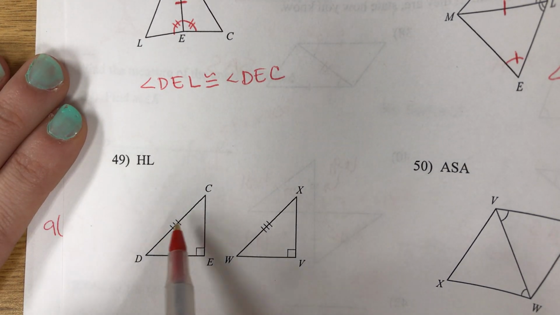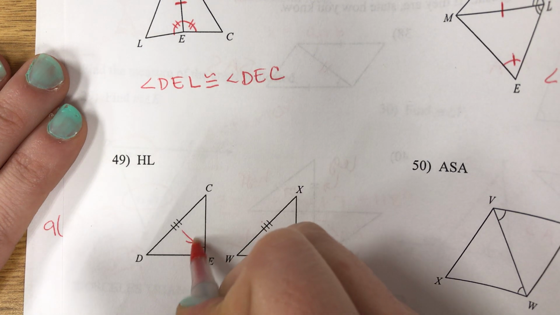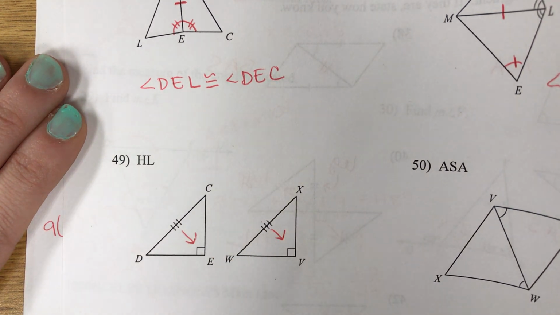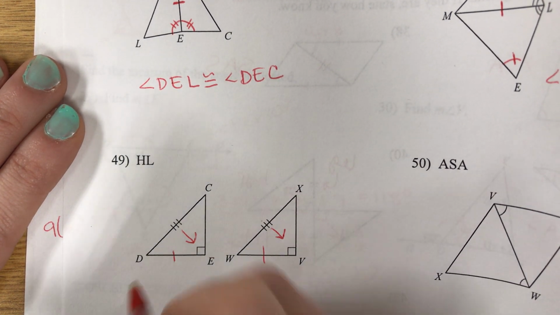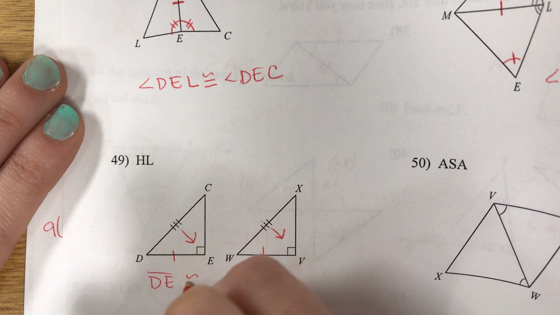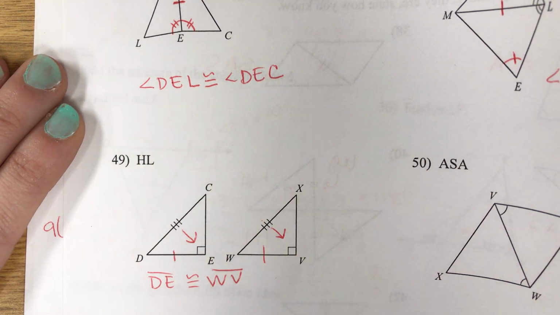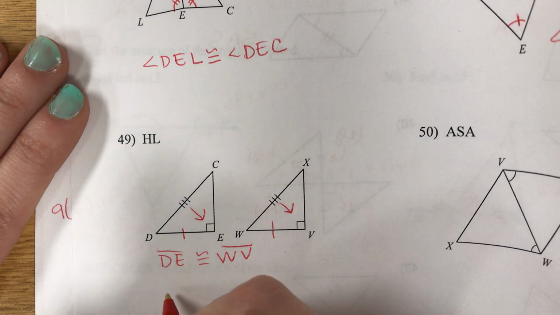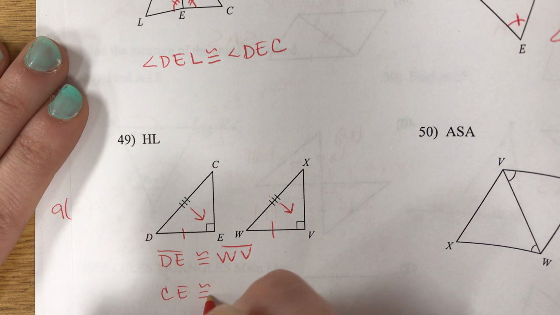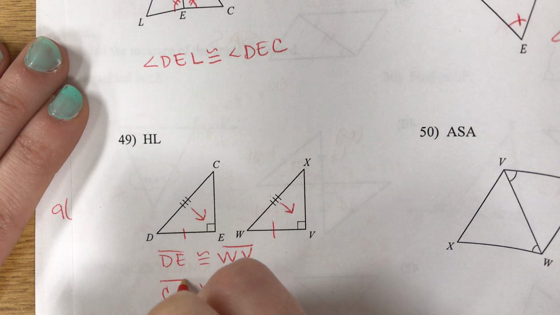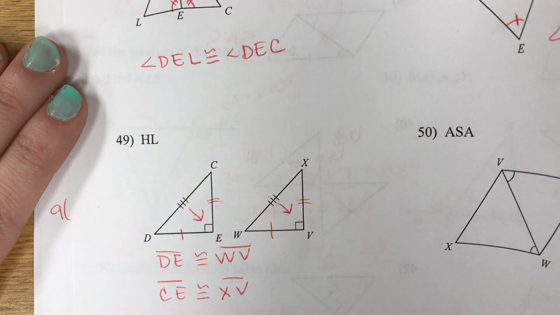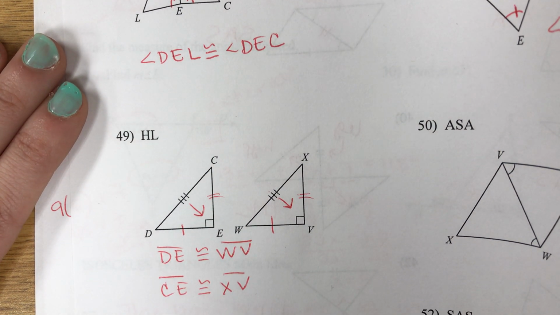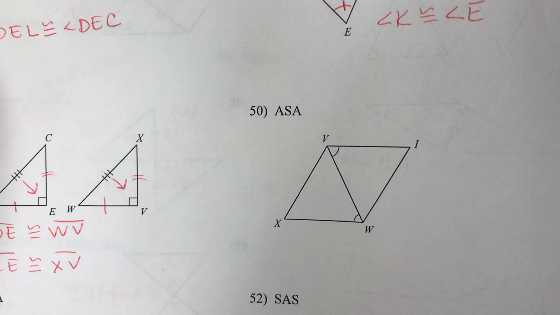For HL, I already have the hypotenuses because the hypotenuses are opposite the right angle, which means I need a pair of legs. So you have some choice here actually. You could do DE being congruent to WV, or you could say that CE would have to be congruent to XV. Either one of these is totally valid, and that second one is here. Doesn't matter which leg it is as long as you have a leg in addition to the hypotenuse.